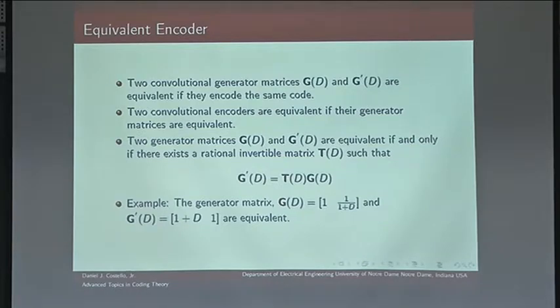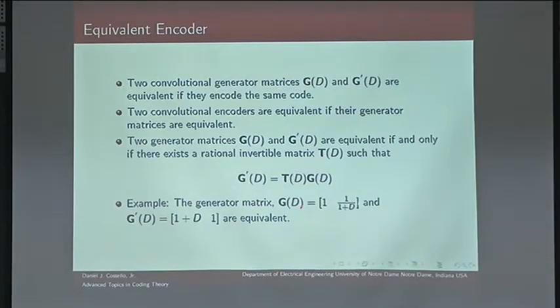What is T of D here? T of D is just any invertible matrix; it would have to match the dimensions here. In this example, it's just a single rational function, because this is a 1 by 2 and this is a 1 by 2. The only way you get a 1 by 2 from a 1 by 2 is with a 1 by 1. But any rational function here which is invertible would work. It wouldn't have to be 1 plus d. It could be 1 plus d squared.